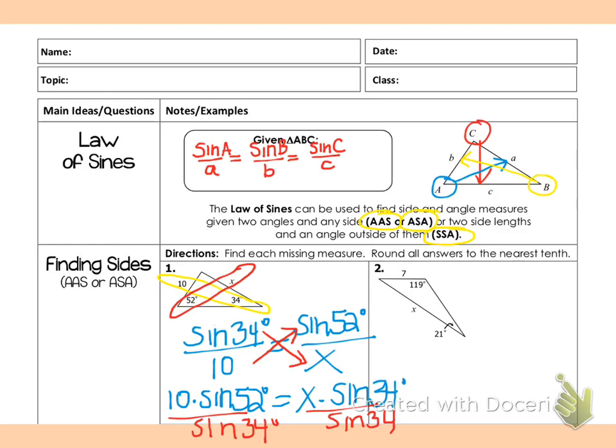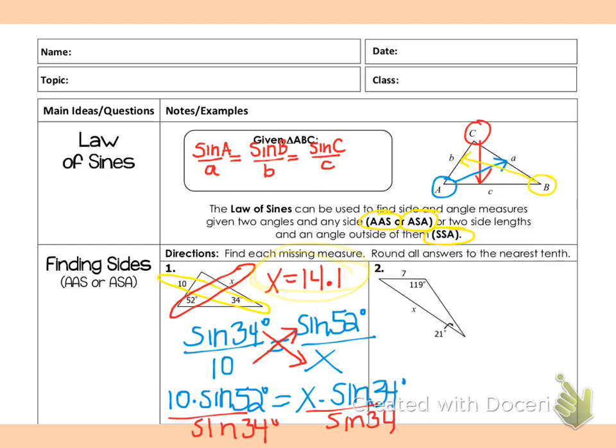So I'm just going to go ahead and type that in my calculator, and that's 10 times the sine of 52 divided by the sine of 34 degrees. And I got 14.09, which rounded to the nearest tenth would be 14.1. So the missing side, x, is 14.1.